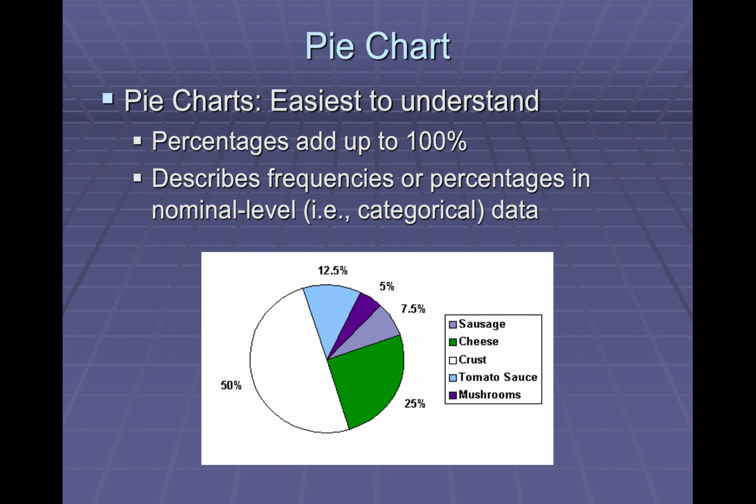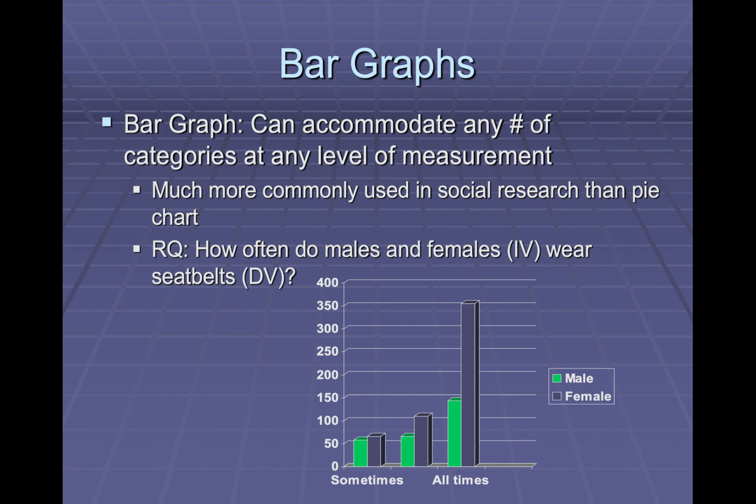So a pie chart, this is easiest to understand. The percentages all add up to 100%, and it describes the frequencies or percentages at a nominal level. So here's just an example of, it looks like it might be about pizza. Here's an example of a bar graph. A bar graph can accommodate any number of categories at any level of measurement. It's much more commonly used in social research than a pie chart. So this example is, how often do males and females wear seatbelts?